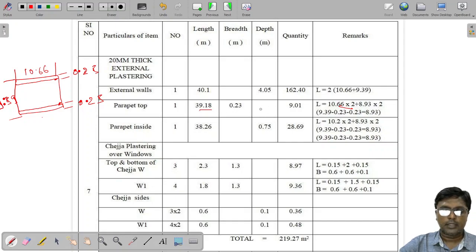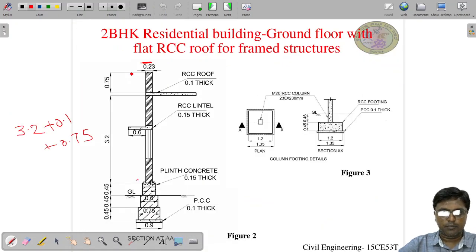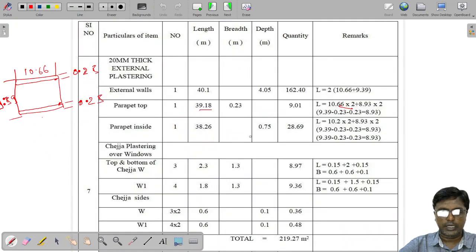See, here we are not filling the depth column. Why? We are doing it on the top, right? So we have to fill the breadth column, which is nothing but 0.23. So the final answer is 9.01 meter square.